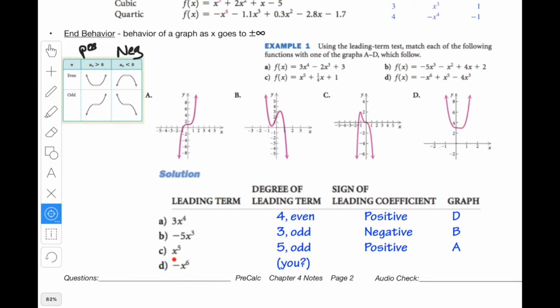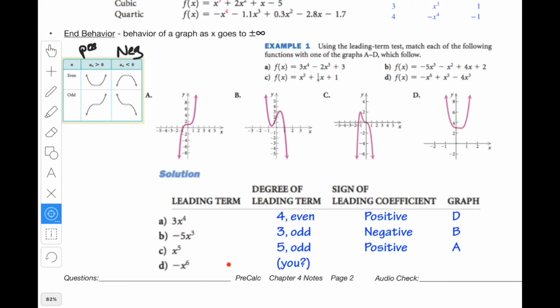C, the leading term is x to the fifth. You can see it's in the problem, it's x to the fifth. And then the degree of the leading term is 5, which is odd. So it's going to be one of these odd behaviors. And then the sign is positive. The sign is just 1, the invisible 1 right here. So that means it's going to go up to positive infinity to the right and down to negative infinity to the left. That looks like graph A.